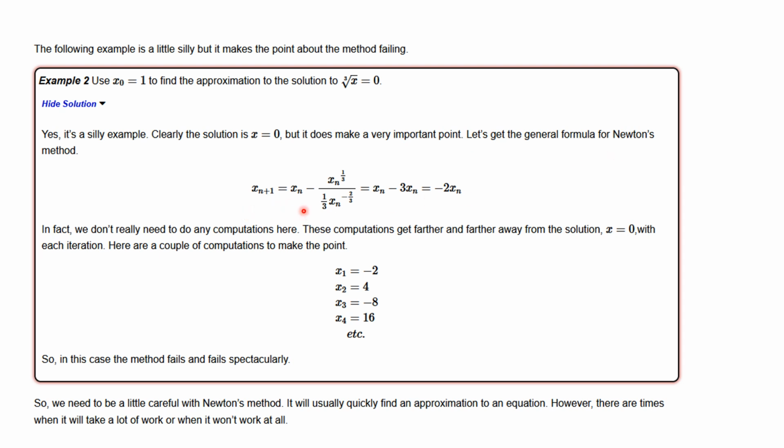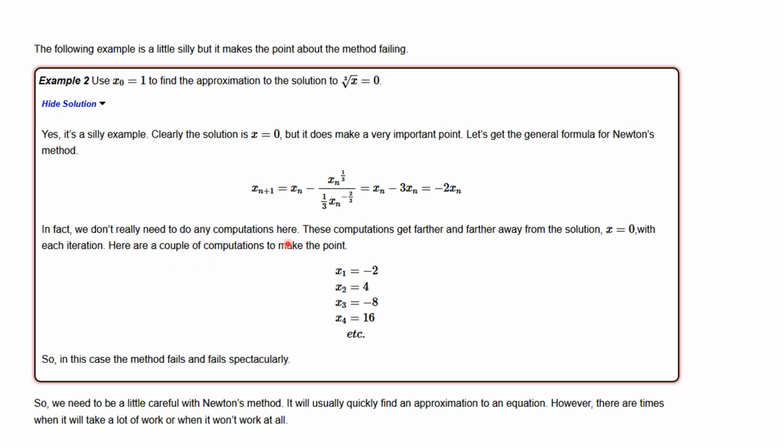So x_{n+1} is going to be x_n minus f of x_n. Well, that's going to be the cube root of x_n, or x_n raised to the 1/3. But then we're going to divide by the derivative. Well, the derivative of this is going to be 1/3 x_n to the minus 2/3. So that's what we're dividing by. And if you simplify this using the laws of exponents, you will get that x_{n+1} is equal to x_n minus 3x_n. And if you calculate that, that's minus 2x_n.